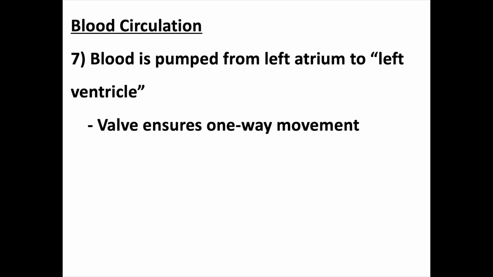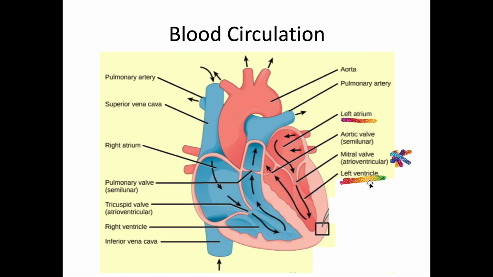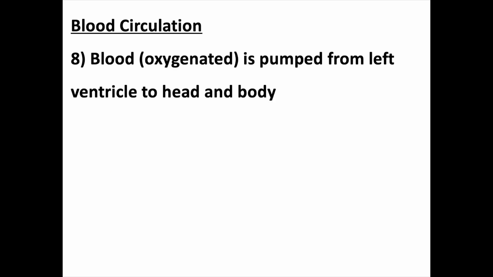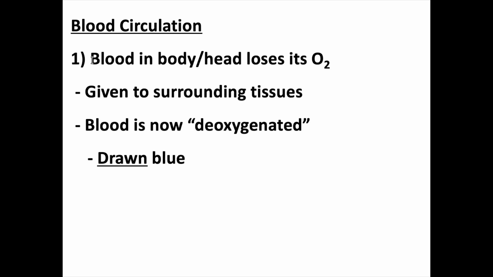movement. And finally, we are at the left ventricle. We know that ventricles are where blood exits the heart. So this oxygenated blood is going to exit the heart. And again, logically speaking, it's oxygenated blood. We know where it's going to go. It's going to have to go out to the head and the body so it can deliver that oxygen. Blood oxygenated is pumped from the left ventricle out to the head and the body. From there, it's going to deliver this oxygen, and that's going to take us back to step number 1 again, where it loses its O2, given to surrounding tissues. It becomes deoxygenated again, and repeat 1 through 8 for the rest of your life.